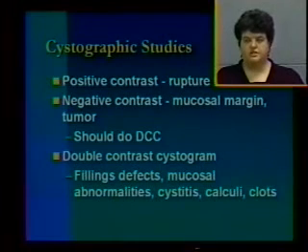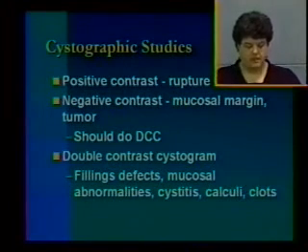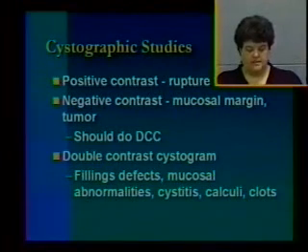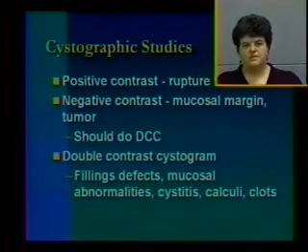Positive contrast, which means that you're injecting an iodinated contrast material, not barium, into the bladder, is useful in those dogs or cats that you suspect have a traumatic rupture of their bladder. Negative contrast is going to be good for outlining the mucosal margin, tumors, etc. If you're going to use negative contrast, negative contrast being air, you might as well inject a little bit of iodinated contrast in order to better outline the abnormalities. So double contrast cystograms are very useful for filling defects, mucosal abnormalities, urinary bladder infections, cystitis, identifying non-radio-opaque calculi, and blood clots.